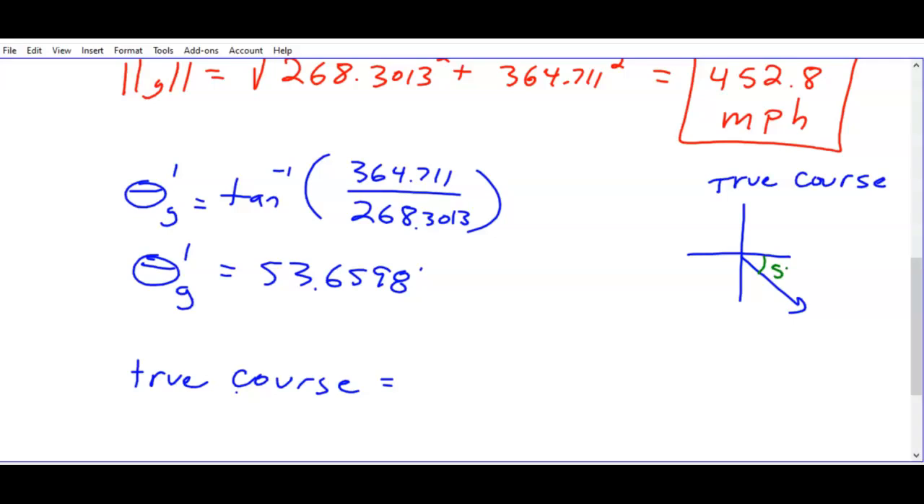What angle do we want? We want the bearing or the trig angle. We want the angle that goes from that 0 degree vector all the way around. That's the one that we want. So what are we going to do? 90 plus theta prime. That's the angle that we want. So 90 plus 53.7, that looks like 143.7 to me.